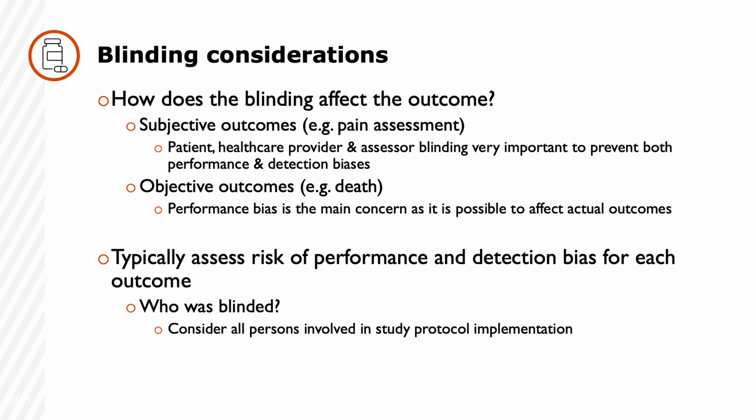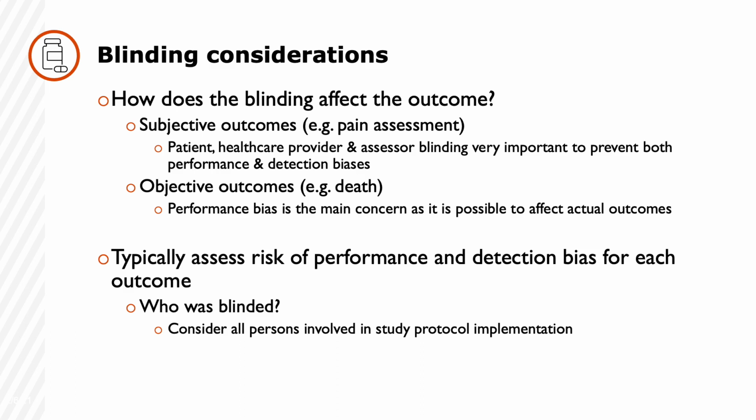So how does blinding impact the outcome? Well, if we think about subjective outcomes, such as the assessment of pain, patient, healthcare provider, and assessor blinding is very important to prevent both performance and detection bias, since any preconceived thoughts or notions about which arm they're in may impact the reporting of pain. Objective outcomes can also be impacted. Performance bias tends to be the main concern in these scenarios, as it is possible that differential care received by study subjects may actually impact the outcomes themselves.